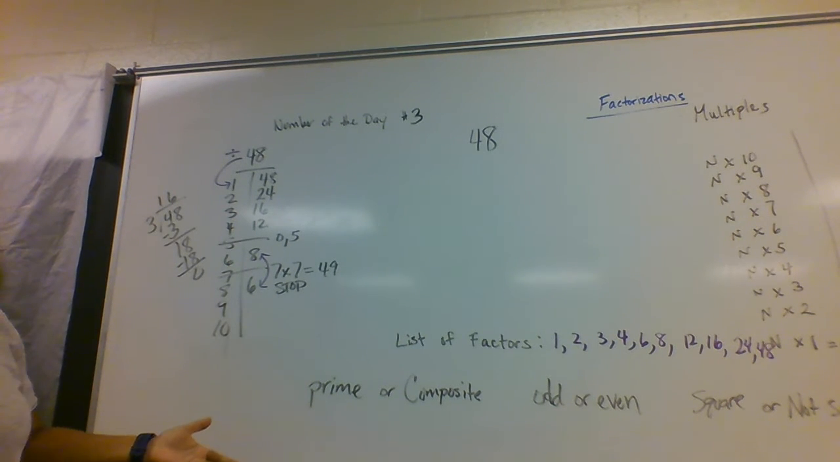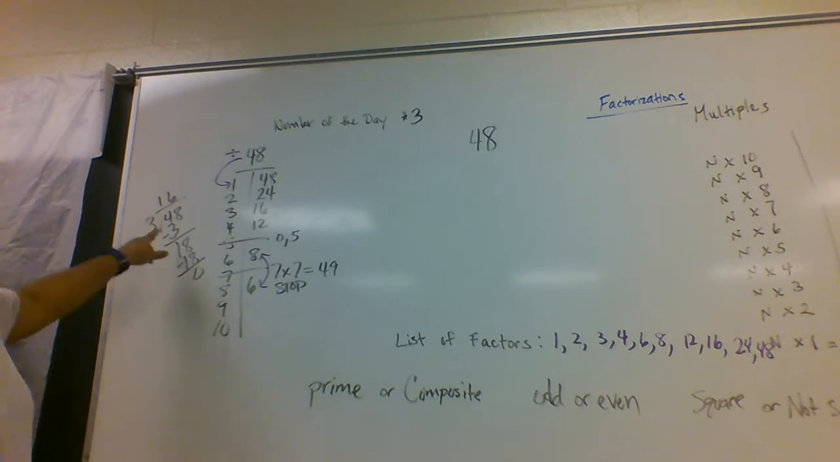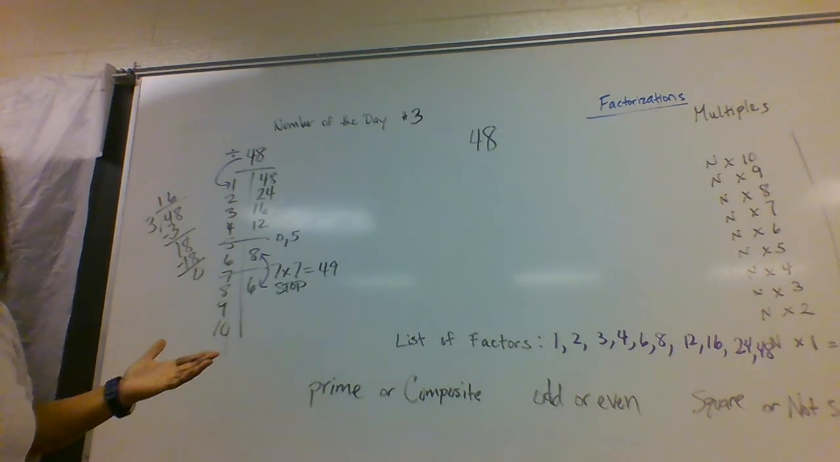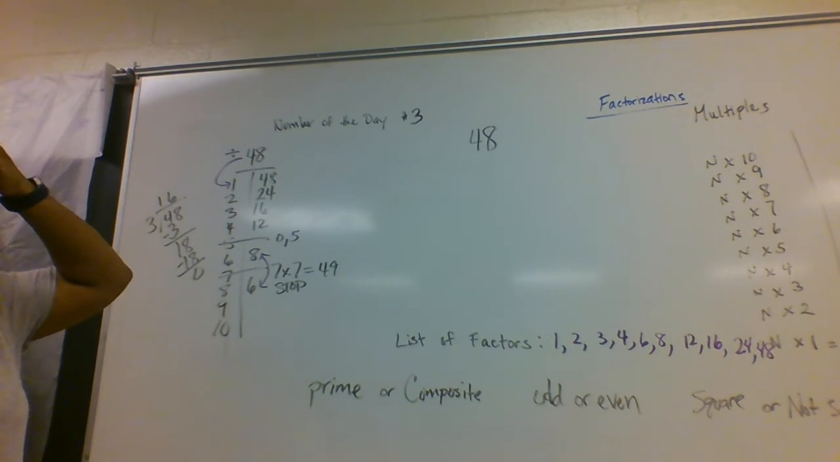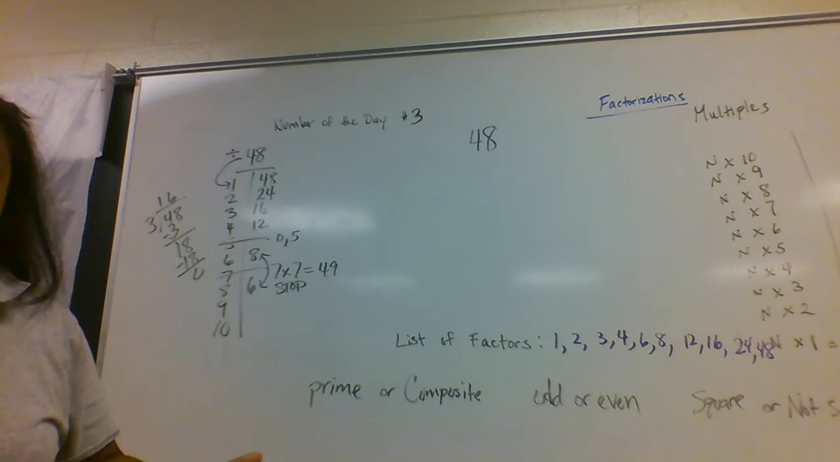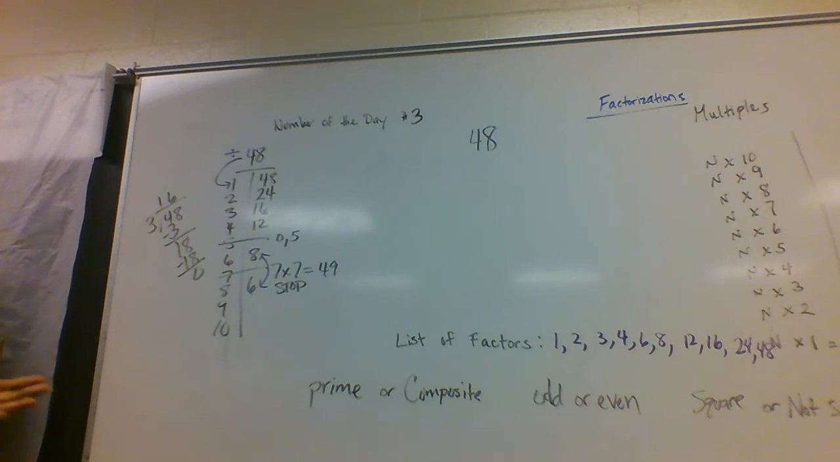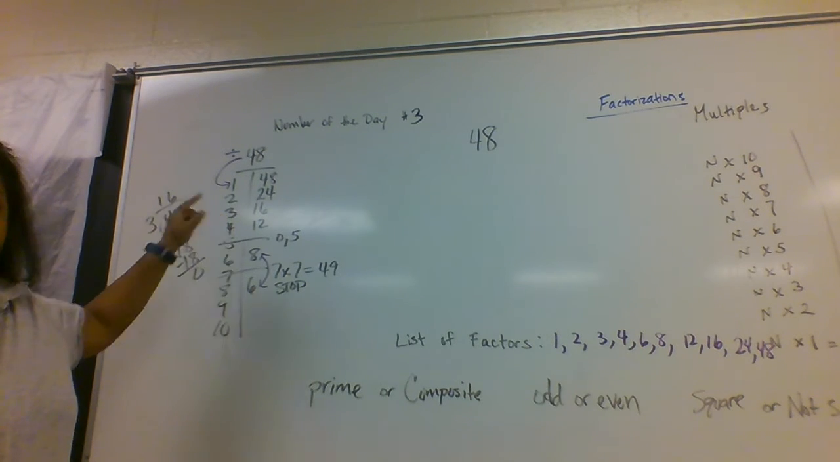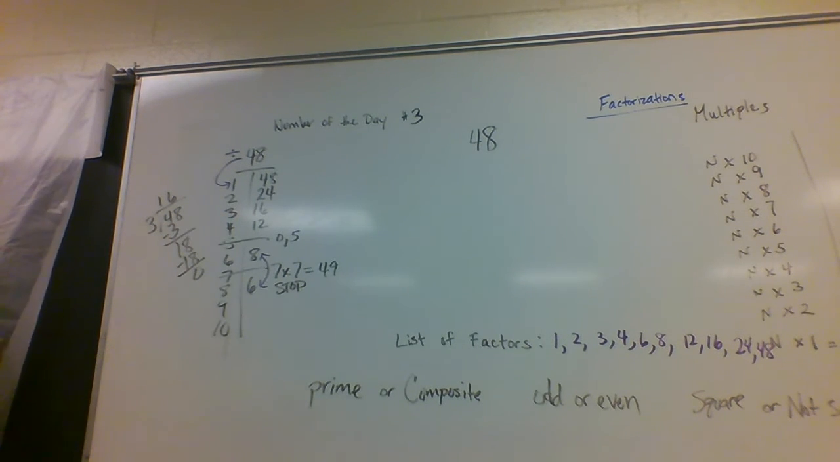I was like, is 3 a factor of 48? So I did my division. I did 48 divided by 3. And lo and behold, 16 is a factor. So the factor pair of 3 and 16 equals 48. So you do not want to automatically think that 3 is not a factor just because 48 is a large number. 3 is actually a factor.